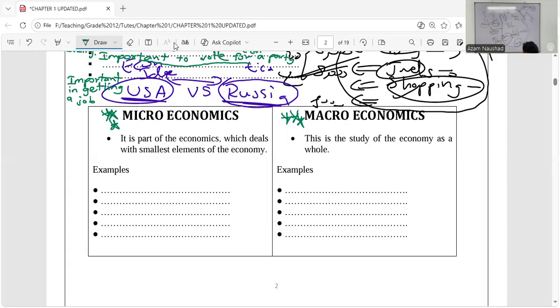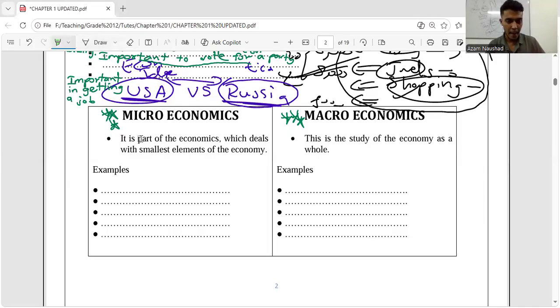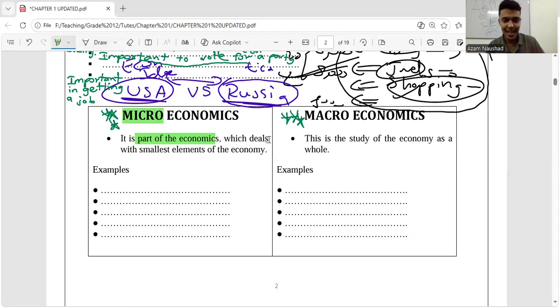See the wordings. What is the definition that I have given to you? Let me mark this one. Part of economics, simply the micro, right? Part of economics deals with smallest elements of economy.